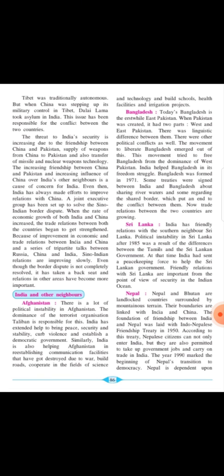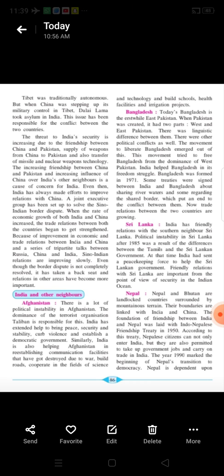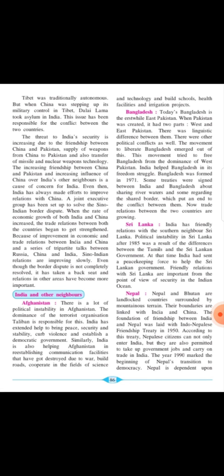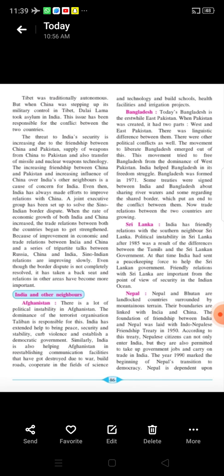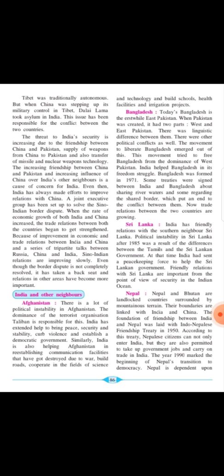India helped Bangladesh in its freedom struggle. Bangladesh was formed in 1971. Some treaties were signed between India and Bangladesh about sharing the river waters and some regarding the shared borders. This put an end to the conflicts between them, and now trade relations between the two countries are growing.